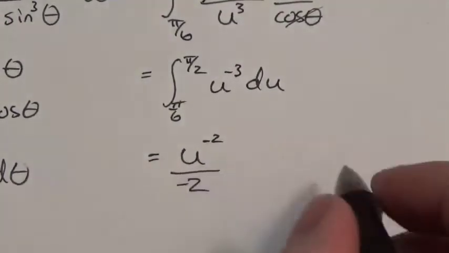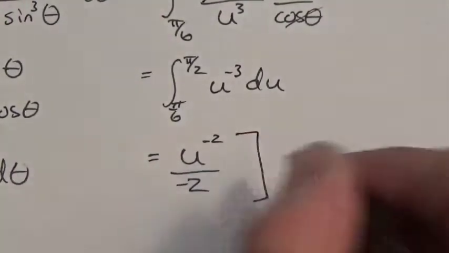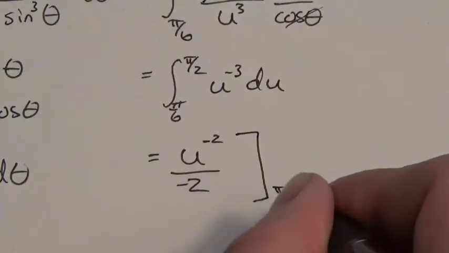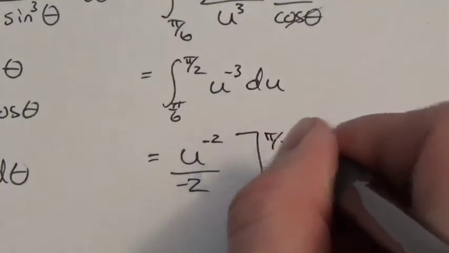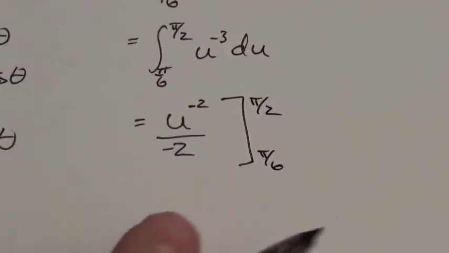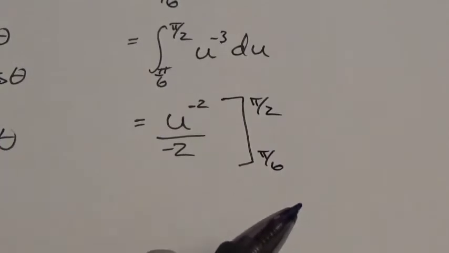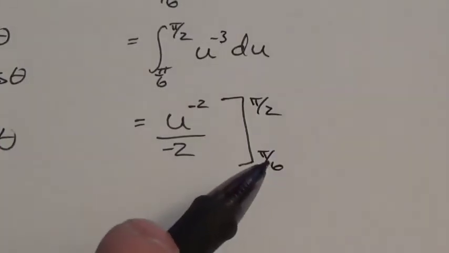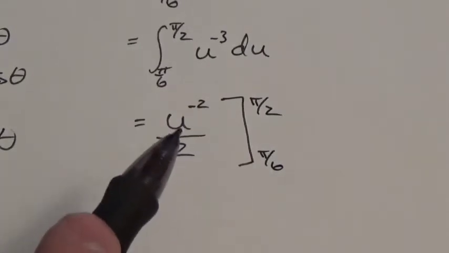Okay, so now I'm going to evaluate this between pi over 6 and pi over 2. But I'm going to run into a little bit of difficulty here, because pi over 2 and pi over 6 are values of theta, not u.